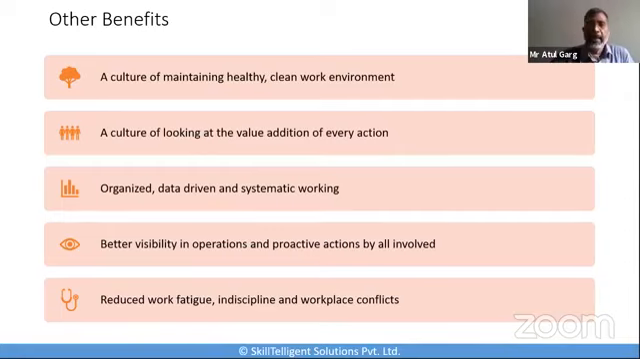Everything became more organized, more data driven, and more systematic, and that itself had its own plus points overall. There was better visibility in operations and proactive actions by all involved, and all this helped in reducing the work fatigue, indiscipline in the workforce, and various conflicts which were earlier taking place on the shop floor. So these are some of the other benefits which started coming in as these practices started taking root in the organization.